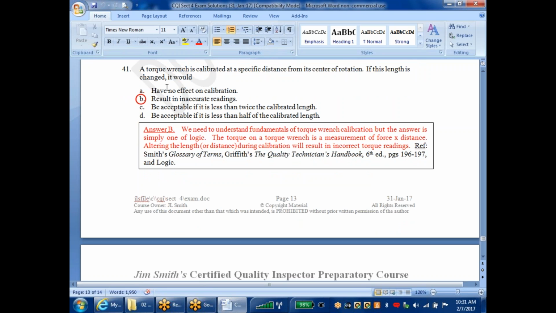41, a torque wrench is calibrated at a specified distance from its center of rotation. If this length is changed, it would. Now, we talked about torque wrenches, I think, under metrology. We didn't really talk about that again, I don't believe, in calibration. But if you remember about torque wrenches in metrology, using the right length on the handle and whatever affects it, if this length is changed, it can result in inaccurate readings, and most of the time it does.